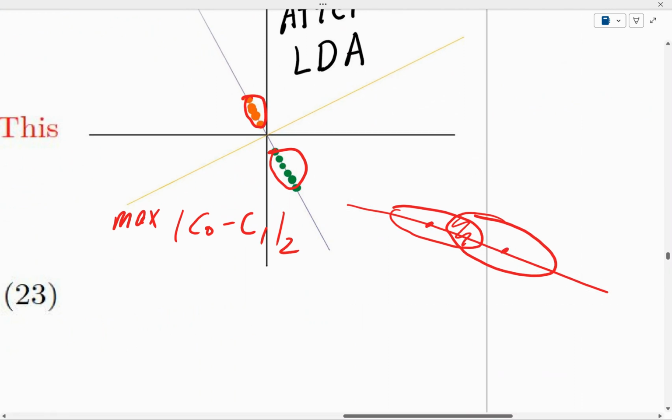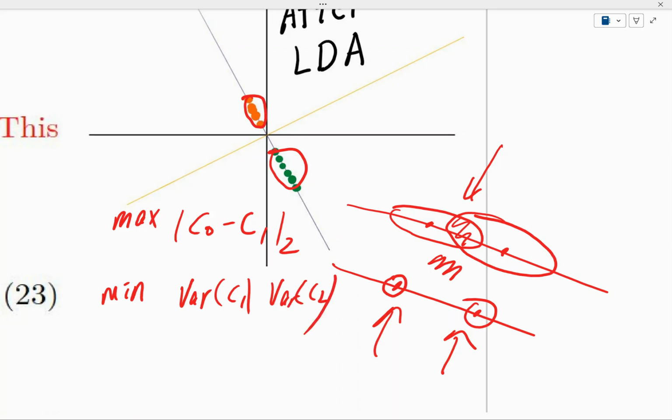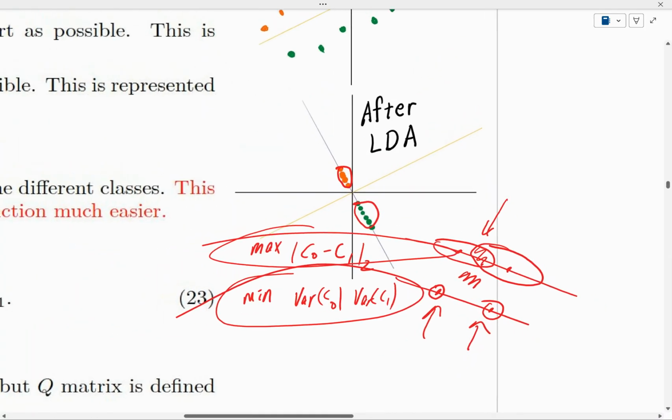Therefore, if we can push the center apart, so the center is still the same, but we make the cluster as small as possible, then it's easy to tell them apart. Whereas this, you have an area of ambiguity and it's difficult to tell them apart. So it's trying to minimize the variation of cluster 0 and the variation of cluster 1. So it's trying to maximize the distance between the centers while minimizing the variations of the clusters. So that is the goal.